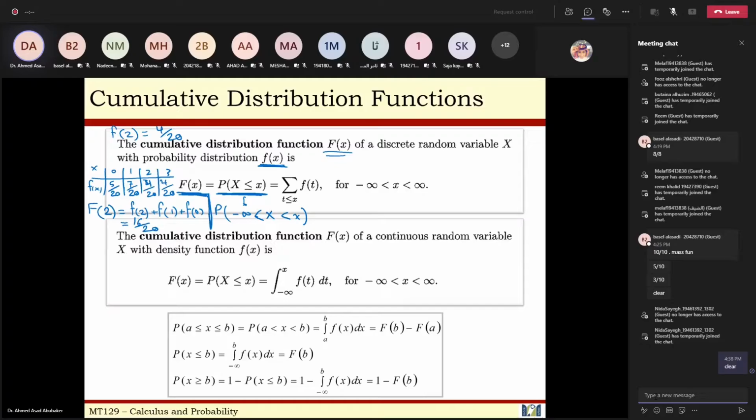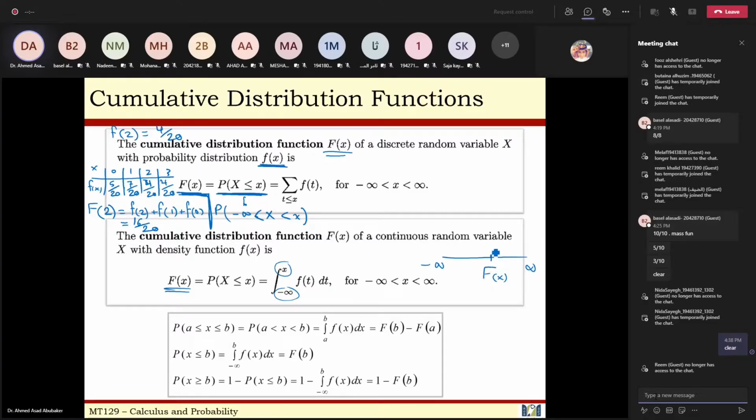This is called cumulative distribution function. Also in continuous, if we have continuous F capital, this means the integral from minus infinity to x. So if we have from minus infinity to infinity and we need to find F capital at x, this means find the integration from minus infinity to x. This is the value of F capital of x, and these are some properties.